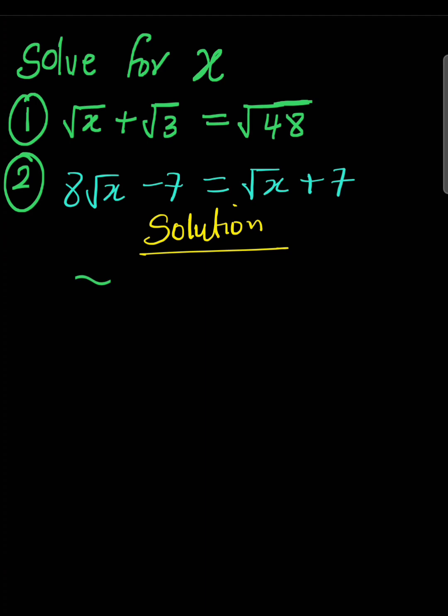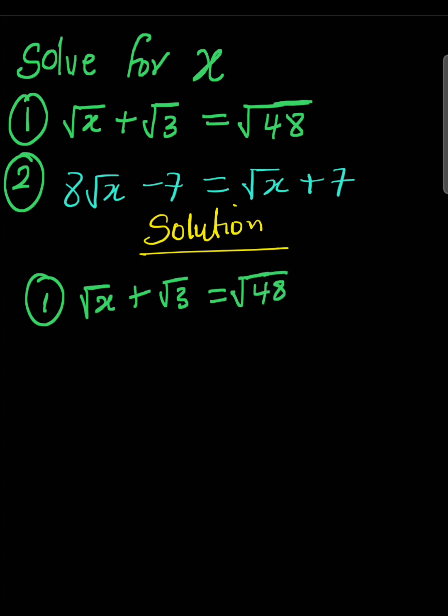Now from the first equation, we are given square root of x plus square root of 3 is equal to square root of 48. Let's focus on the right hand side, which is the square root of 48. We cannot take the square root of 48 directly because it's not a perfect square. But we can break it as two numbers multiplied together to give us 48, and one of those numbers must be a perfect square.